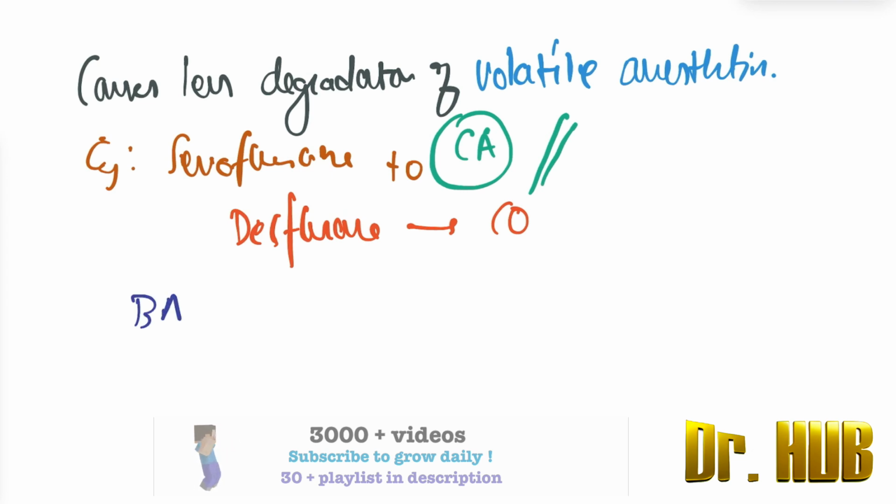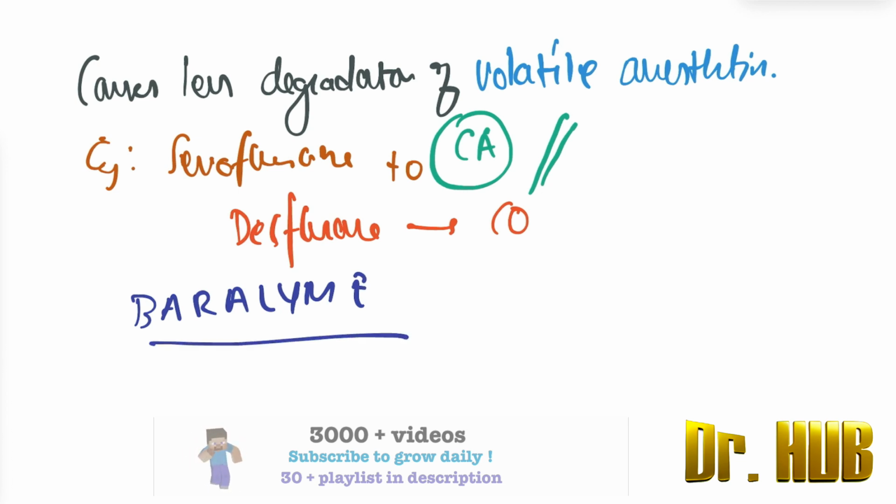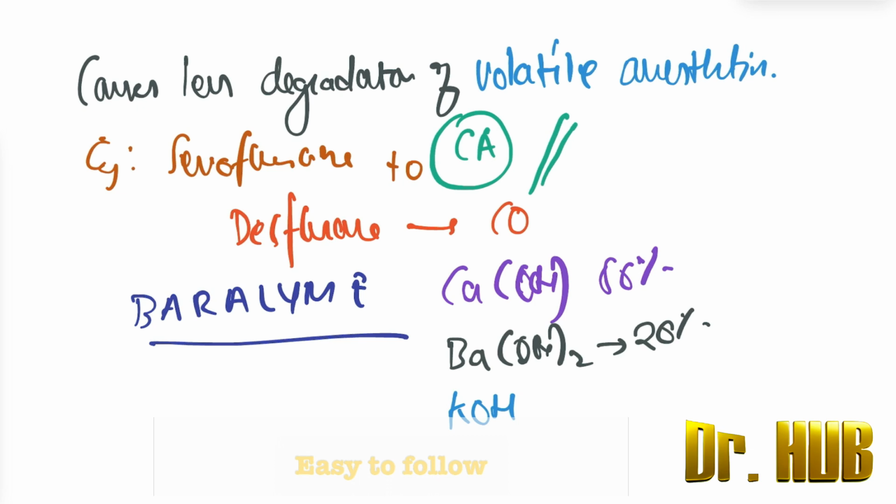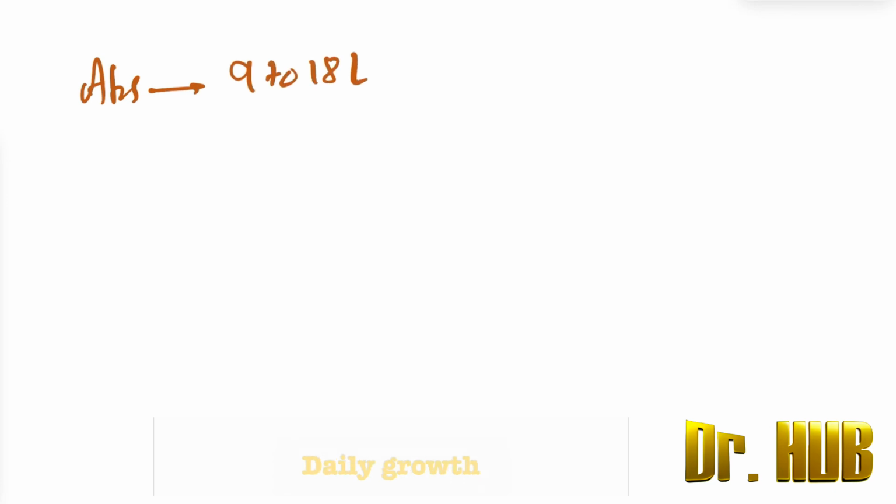Next we move on to the Baralyme. Here it includes calcium hydroxide about 80%, and then barium hydroxide, which will be about 20%. Then the KOH is very minute, less than 1%. So what does this do? It absorbs 9 to 18 liters of carbon dioxide per 100 grams.